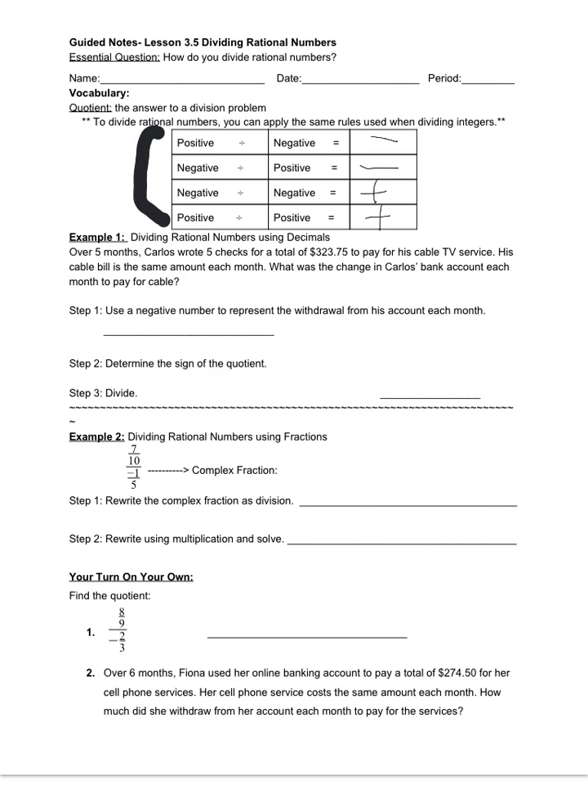Our first step is to figure out which number is represented here using a negative. So writing 5 checks, there's no such thing as writing negative 5 checks, but we do know that money coming out of a bank account is represented as a negative. So that is negative $323.75. And now we need to determine the sign of the quotient. So we know we're dividing a negative $323.75 by the positive 5, because he's writing 5 checks that equal that amount. So we know a negative divided by a positive is a negative.